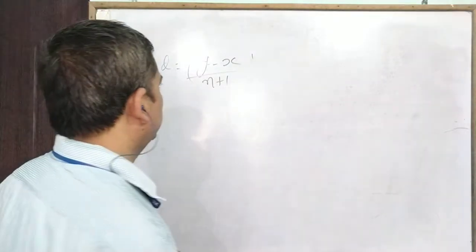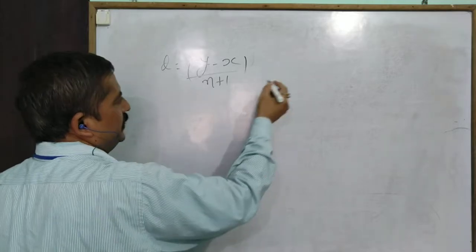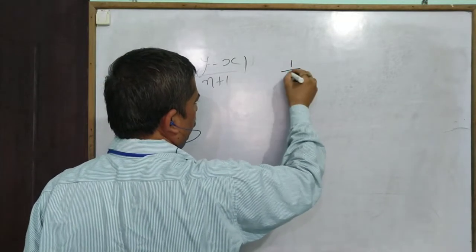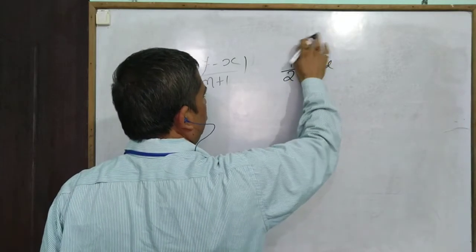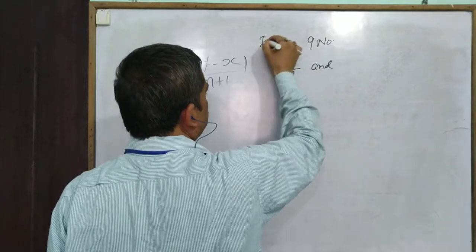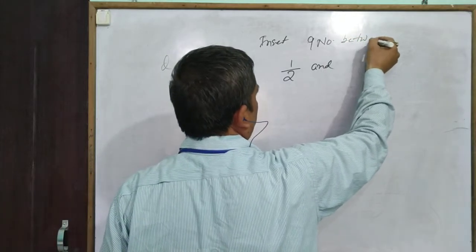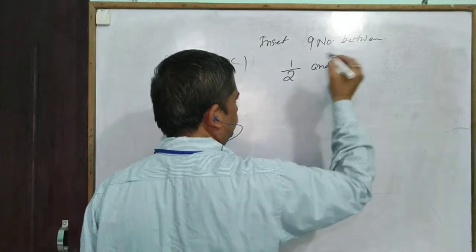So the next examples are based on that formula. Sir, anyone may say, how to find it? Insert 9 numbers between 1 by 2 and 2 by 3.